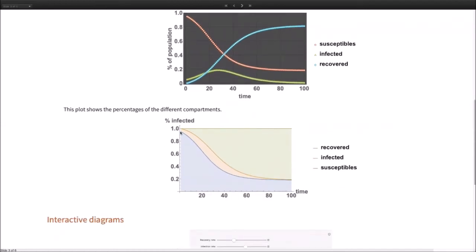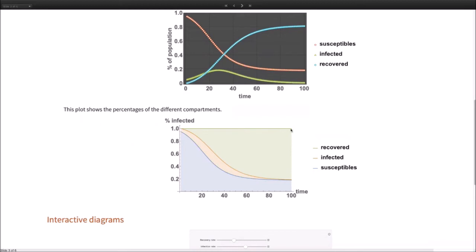So how many people are susceptibles, how many people infected? So at the beginning we have 95% susceptibles, 5% infected, and you see the orange band here, that's the people who are infected, the blue, the ones who are susceptible, and the green ones are the ones who have recovered.